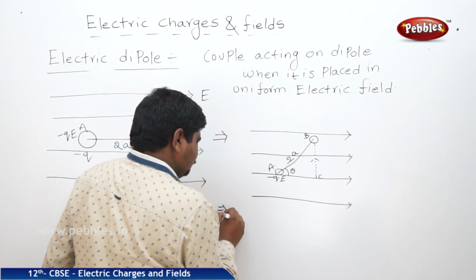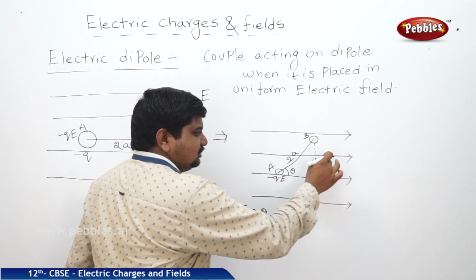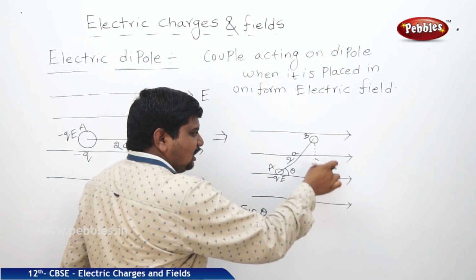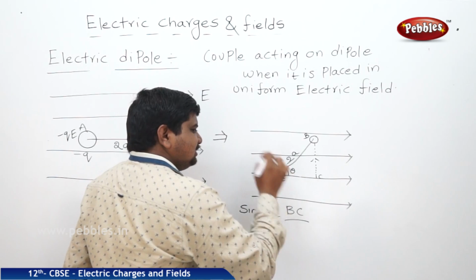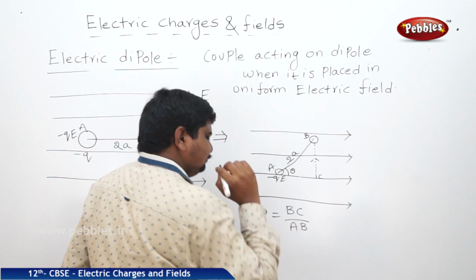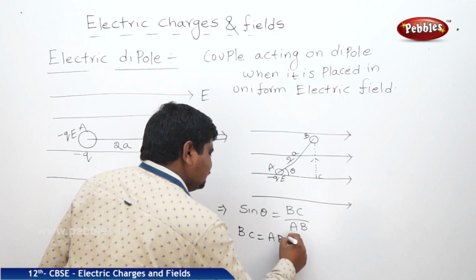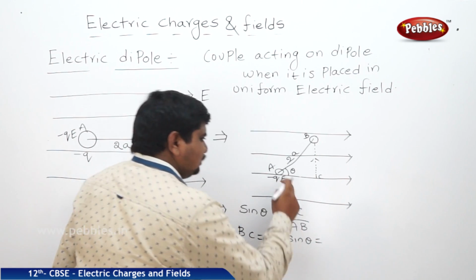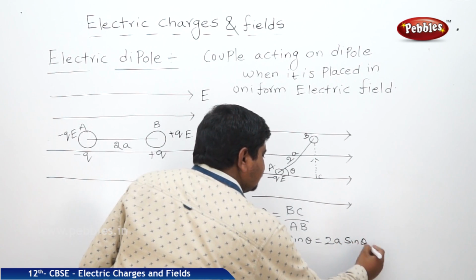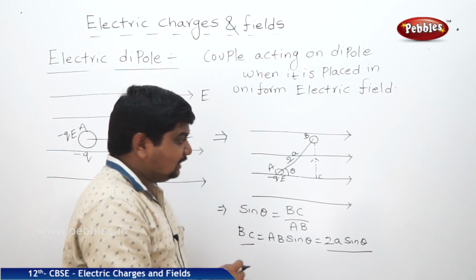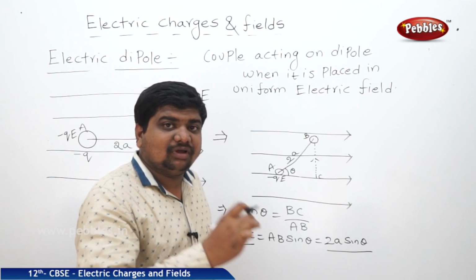Now, what is sine theta from this triangle ABC? Opposite side by hypotenuse. What is the opposite side? BC. What is the hypotenuse? AB. So BC is equal to AB sine theta. What is this AB? 2a. Therefore BC is equal to 2a sine theta. Why are we calculating the BC? This BC is nothing but the perpendicular displacement due to the couple of force.